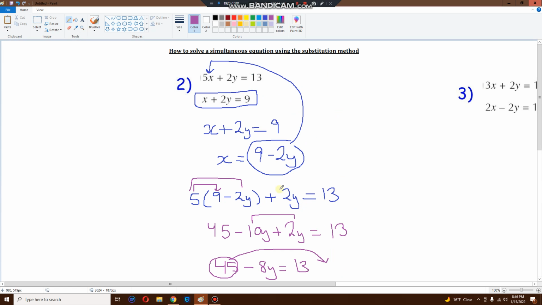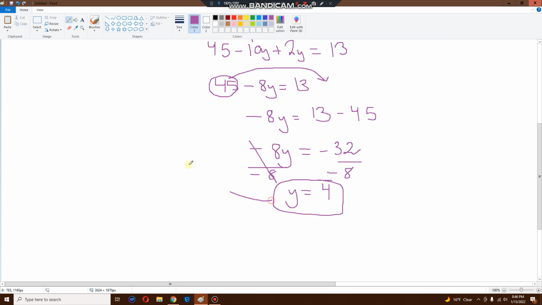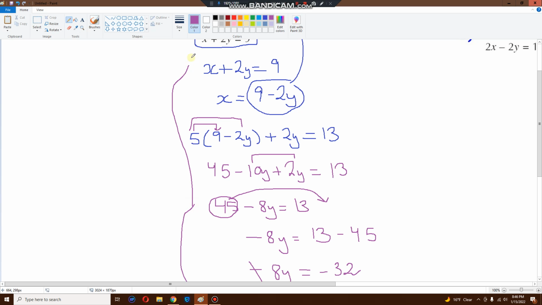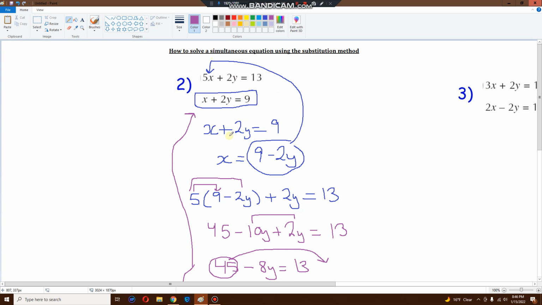And now we need to know what x is. So I'm just going to take y equals 4 and plug it into one of my equations. Let's take the easy one right here: x plus 2y equals 9. So y is equal to 4. Let's substitute. x plus 2 multiplied by 4, right, is equal to 9.